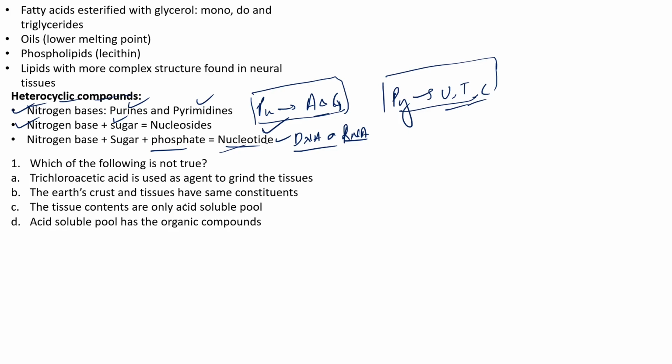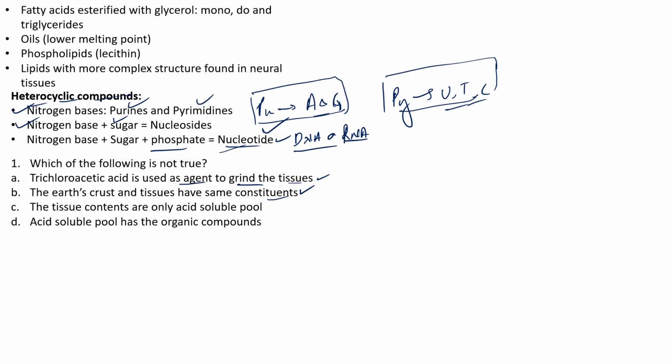You can make out here that trichloroacetic acid is used as an agent, we can say a buffer or an organic solvent, for grinding of tissues. Exactly, this statement is true. We use trichloroacetic acid, or in some cases any other complex organic compound, for grinding the tissues. The earth crust and the tissues are made up of the same constituents: carbon, oxygen, hydrogen, nitrogen. You find these constituents in both living cells and the earth crust.